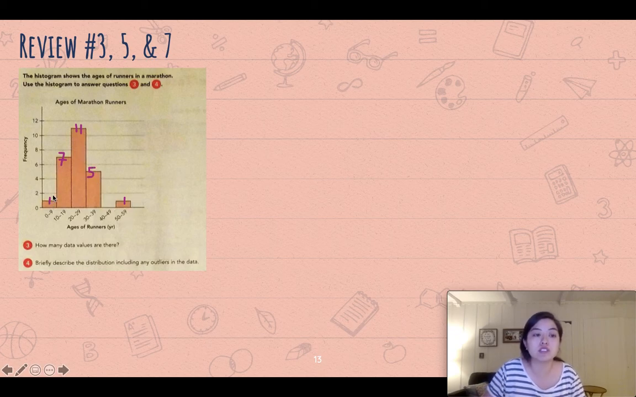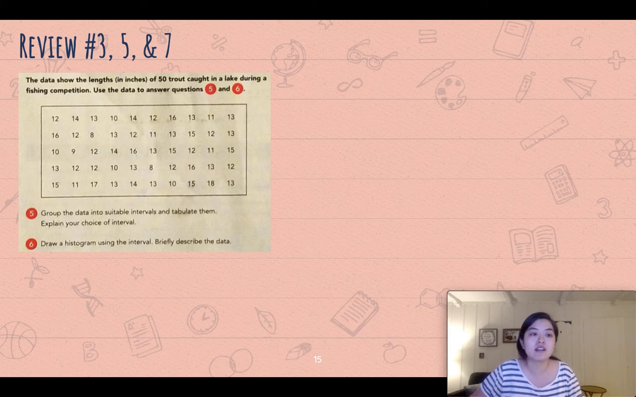So then now I'm going to add these numbers up to find the total data values. So I have 1 plus 7 is 8. 8 plus 11 is 19. 19 plus 5 is 24. 24 plus 1 is 25. So there are 25 data values.